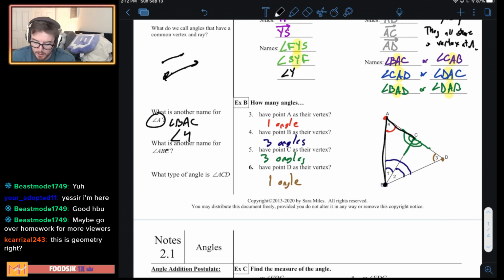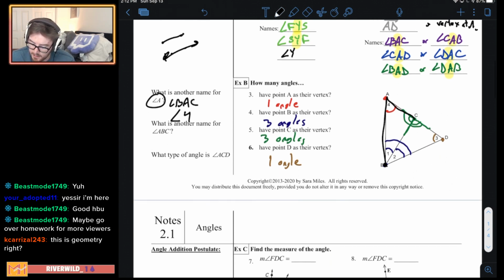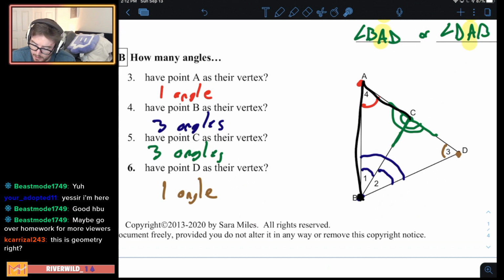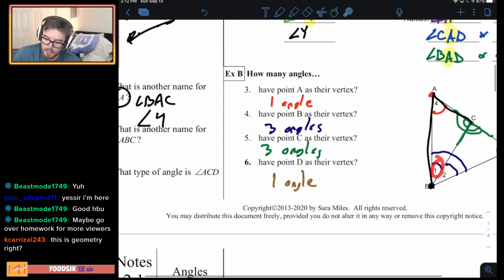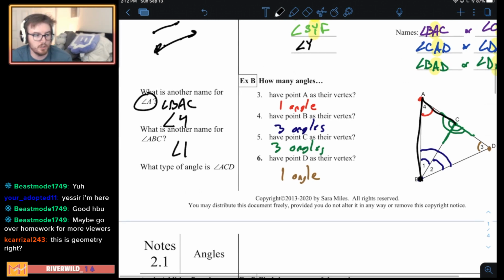Angle 4. What is another name for angle ABC? A to B to C would be this guy right here. So obviously I can call it angle ABC. I could go backwards and call it CBA. I could also call it angle 1. Any of those would be correct. How about I write the easiest one, angle 1? That's pretty short and sweet and to the point.